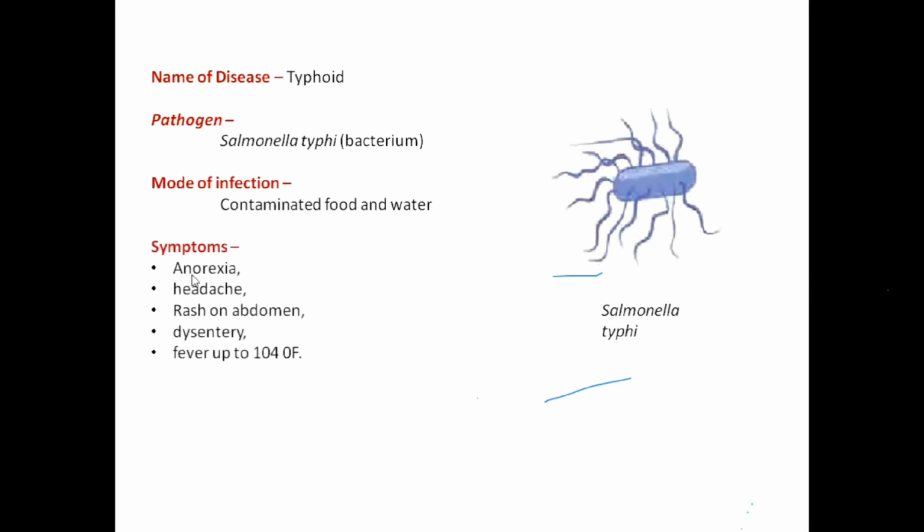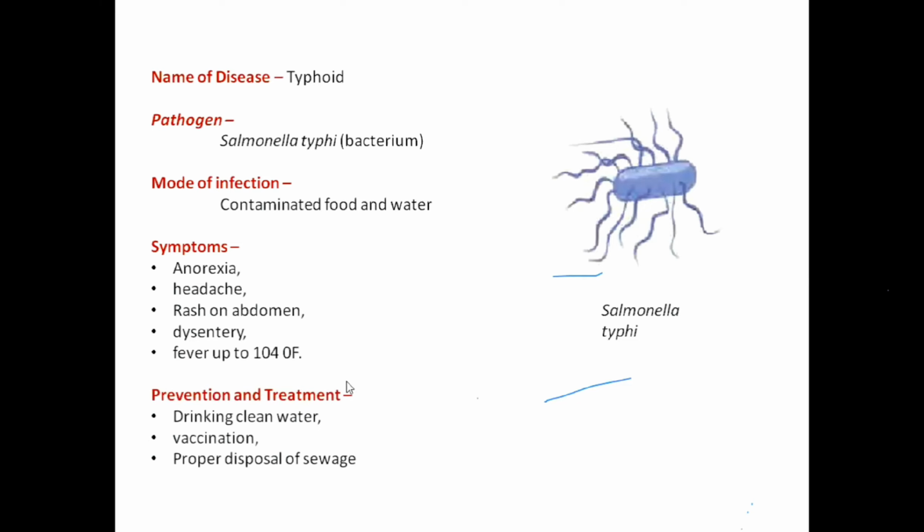The symptoms are anorexia, headache, rash on the abdomen, a few rashes on the stomach, dysentery, and fever up to 104 Fahrenheit. That is, high fever is there. These are the symptoms of the disease typhoid.